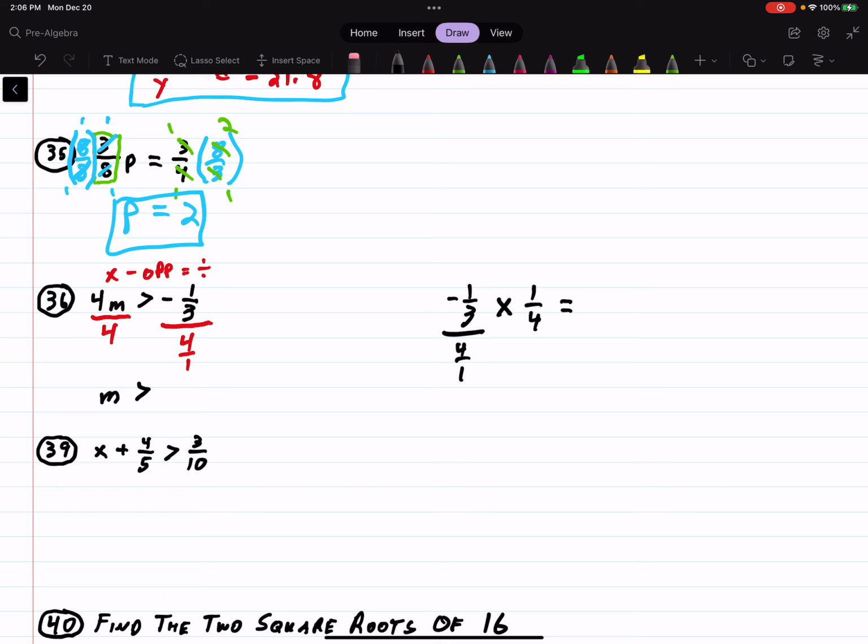And so this line here became our multiplication, and there's the inverse of 4/1 is 1/4. And now you don't have to worry about these numbers, and when you multiply it out, you get a negative 1/12. And that's our answer.